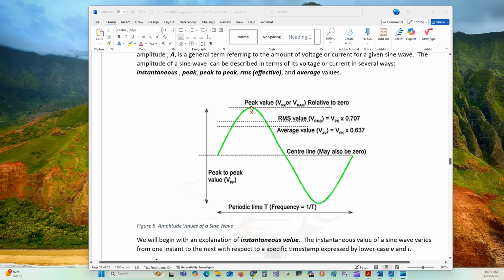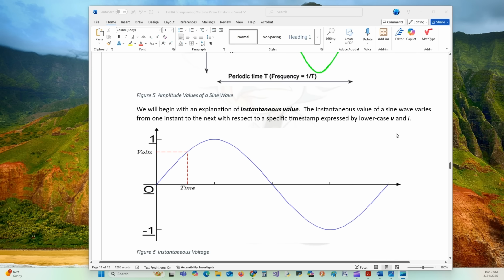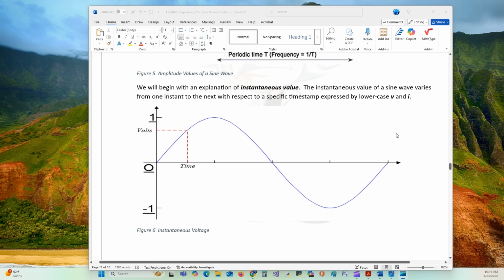So peak to peak is from this peak to this peak. Peak is from the zero crossing to here. RMS is the peak voltage times 0.707, which is the square root of 2 over 2. And average is equal to the peak times 0.637. We'll go over each one of these now.